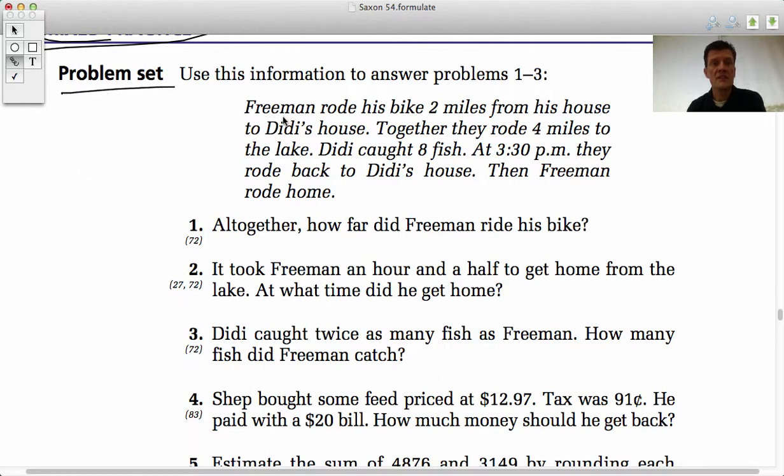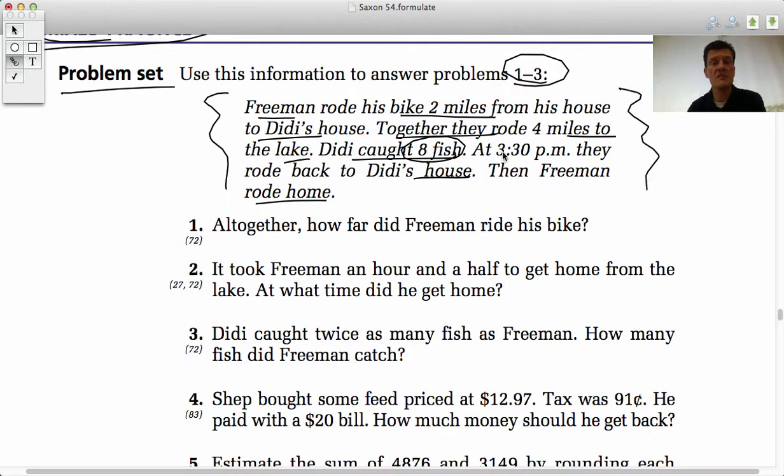Our problem set, as we walk through these, you'll notice that here, this information that's given is for problems 1 through 3. So Freeman rode his bike 2 miles from his house to Dee Dee's house. Together they rode 5 miles to the lake. Dee Dee caught 8 fish. At 3:30 p.m. they rode back to Dee Dee's house. Then Freeman rode home. Again, lots of information, lots of numbers.